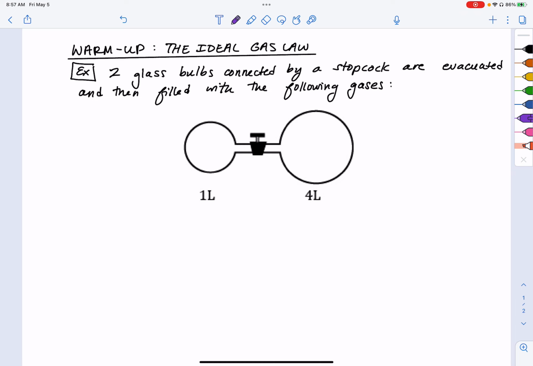Okay, part one, Friday, May 5th lecture, where we're going to practice applying the ideal gas law and also a bit of Dalton's law of partial pressures. So let's look at this warm-up question.